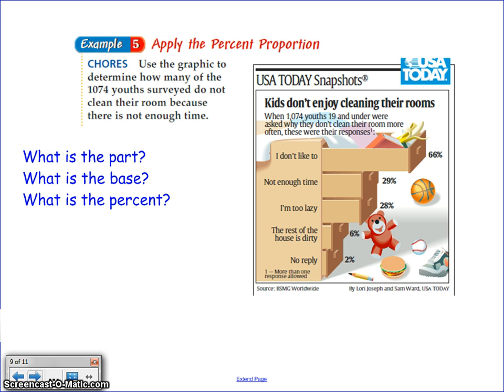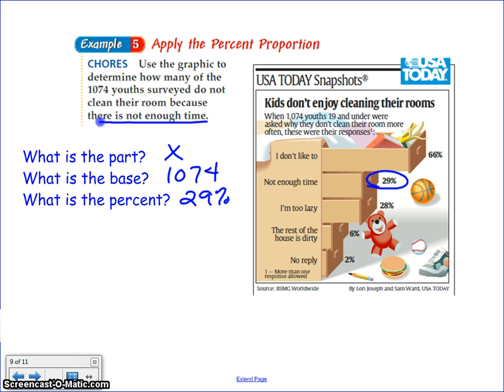Okay. Well, what is our part? We have to determine, what are we trying to find out? How many don't clean their room because there is not enough time? Which of those is not enough time? 29%. So we know our percent is 29%. What is our part? How many of the 1,074 youths? We don't know. How many youths do we have altogether?